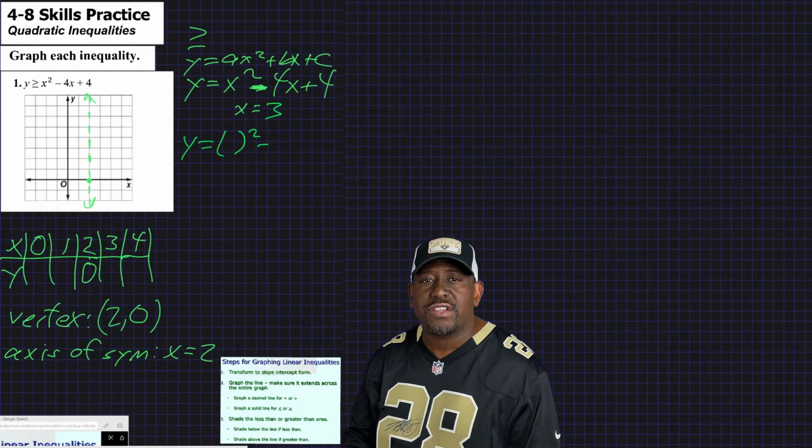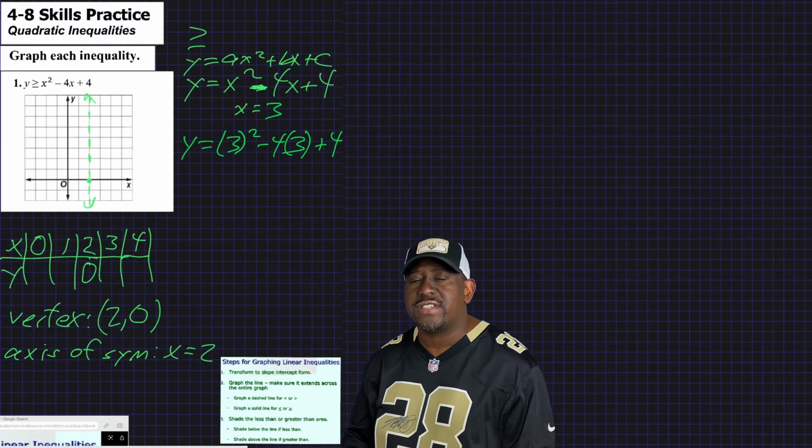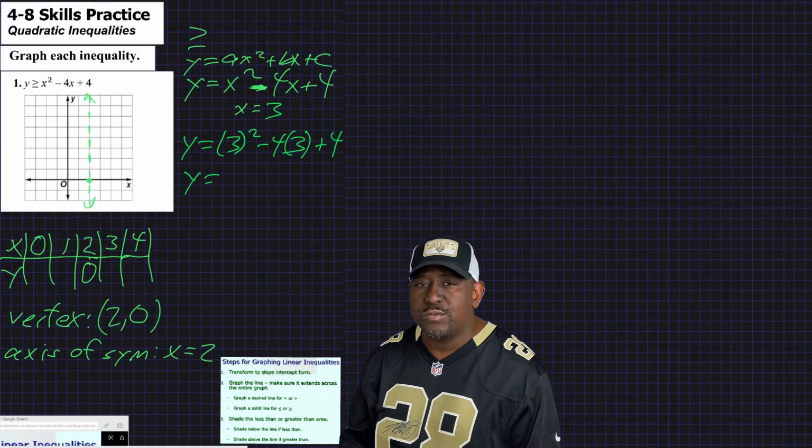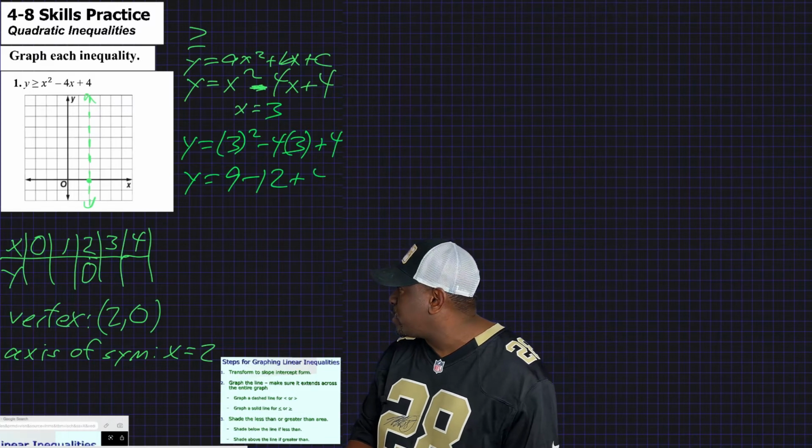Now we're going to substitute our other values of x and find our values of y, and we're going to graph those points and figure out how our shading goes, because when you have inequalities, not only do you have to graph what we call the boundary line, but you have to shade the appropriate region.